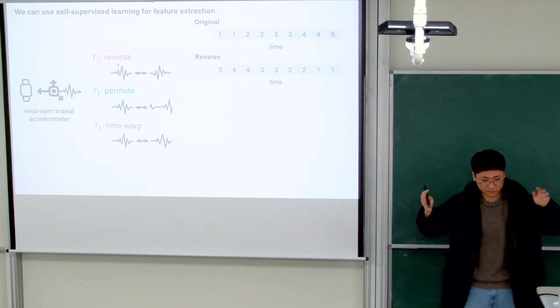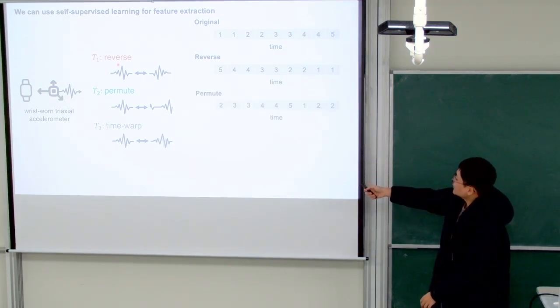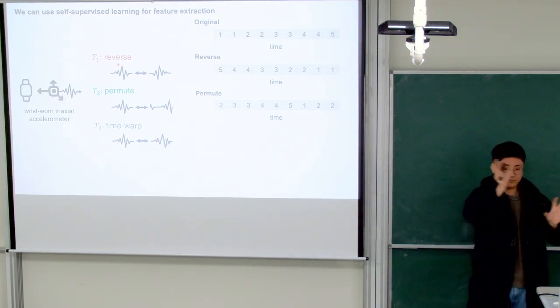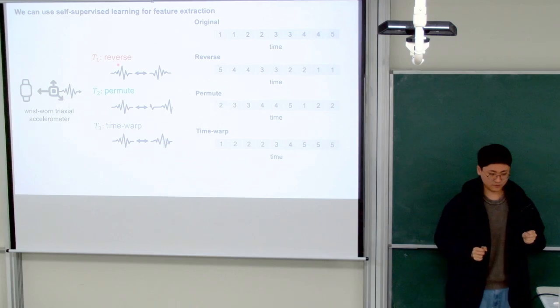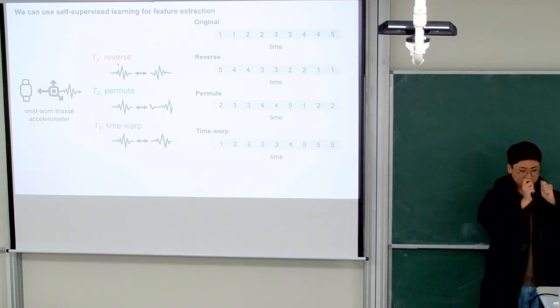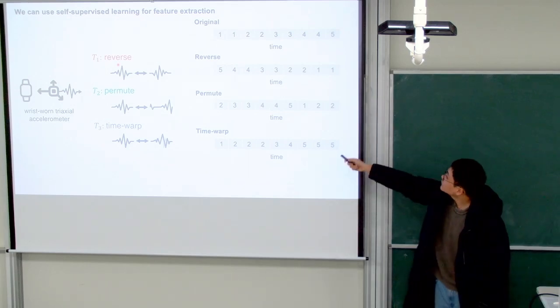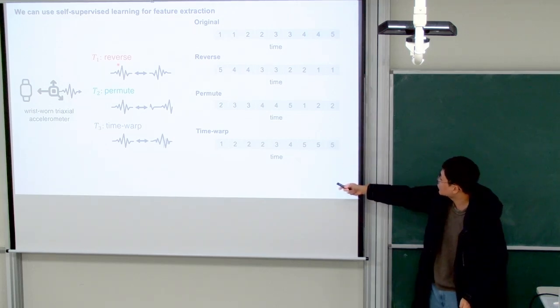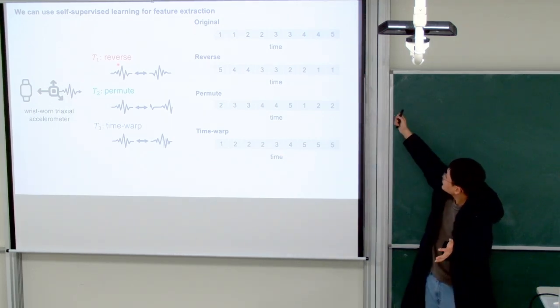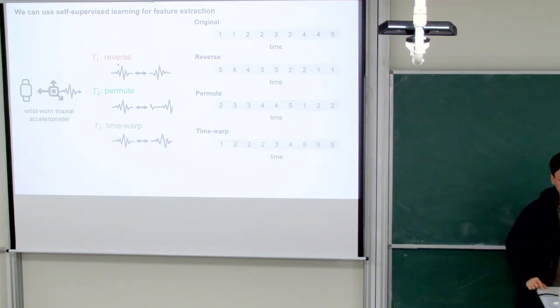The reverse is just a flip of the vector. Simply flip. And permute means randomly permuting the order of the data. And time warp is choosing some time point and stretching it, lengthening or shortening it. So for example, originally there were 2 ones, but it shrinks to 1. 2, 2 becomes 3, 2, and shrinks 1, 3, 4, 1, so it lengthens this 5. In this way, they apply these transformations.